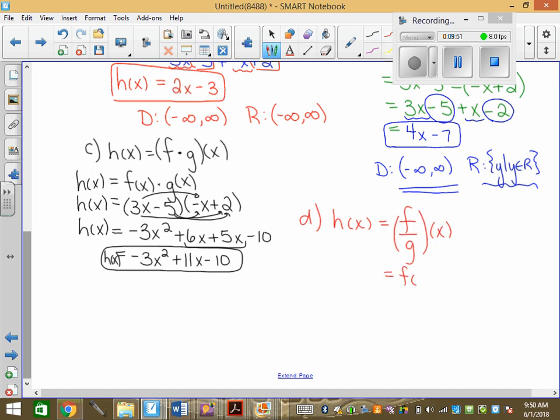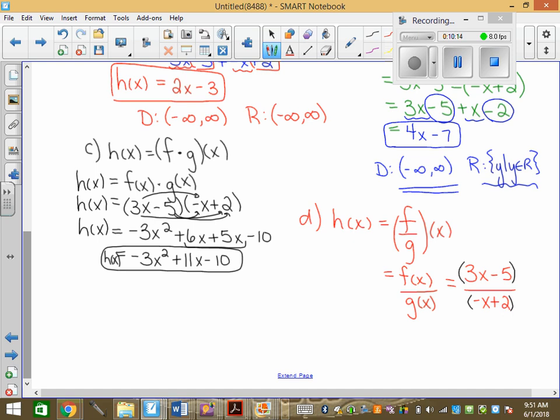So we're going to get f of x divided by g of x, which actually gets us a rational. So it's quick to be done. 3x minus 5 over negative x plus 2. We can't simplify because remember this is attached with the plus sign, this is attached with the minus sign, so they're attached together. So I can't make them any more simple, can I?